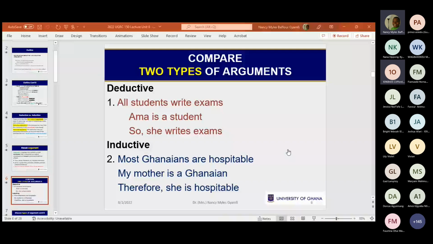Clifford, what fallacy would it be? If I said all lecturers are smart, Nancy is not a lecturer, so she's not smart. Which fallacy would it be, please? Madam, I'm denying the antecedent.